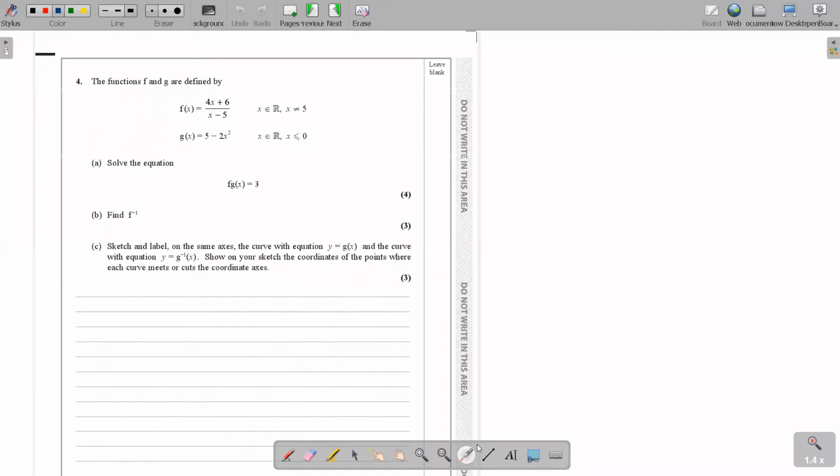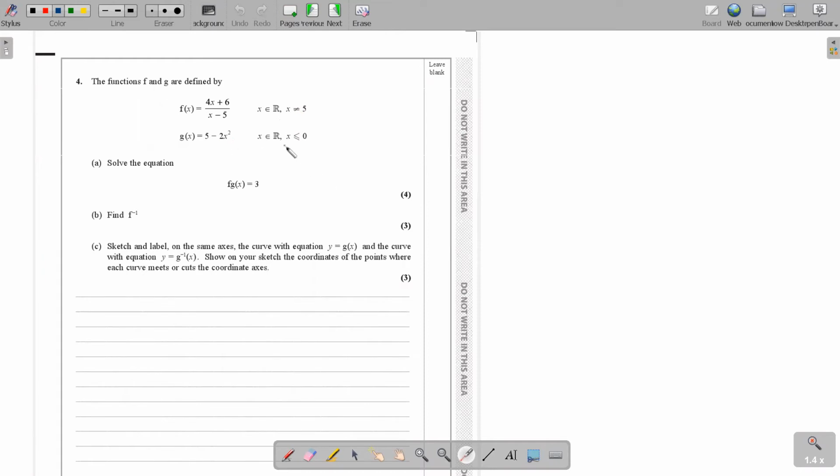Okay, so moving on to question number 4. The functions f and g are defined by f(x) equals 4x plus 6 over x minus 5 and g(x) equals 5 minus 2x squared. Actually, they've given you a domain as well. In f(x), x is not equal to 5. I think we can understand why, because if x equals 5, we get a math error.